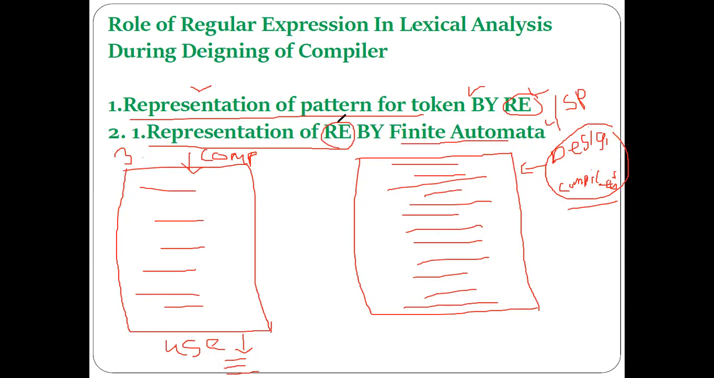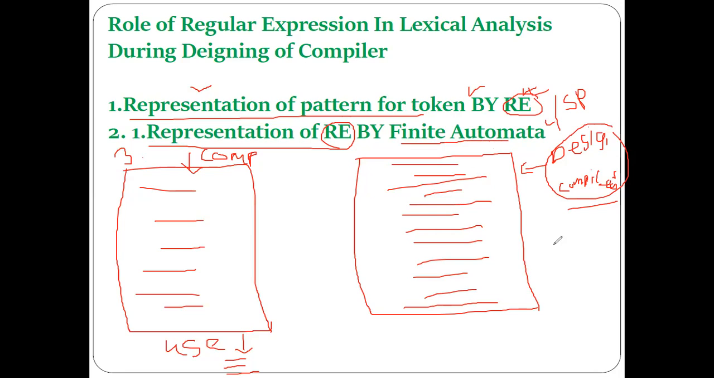Okay. The first step is what? Representation of the pattern for the token by a regular expression. And the second is representation of the regular expression by finite automata. Now the system programmer has to take the help of regular expressions while describing the token, or while describing the pattern for the tokens. That means the system programmer has to utilize the regular expression to describe the token.